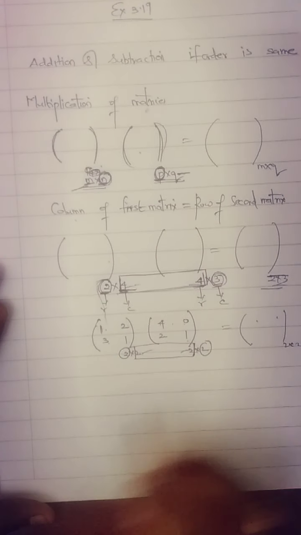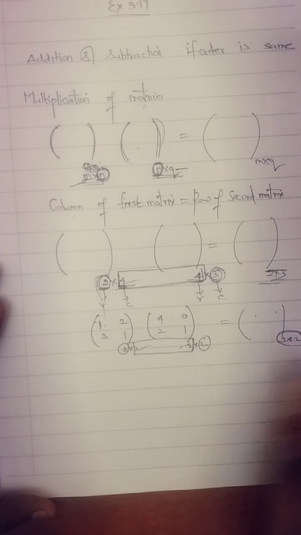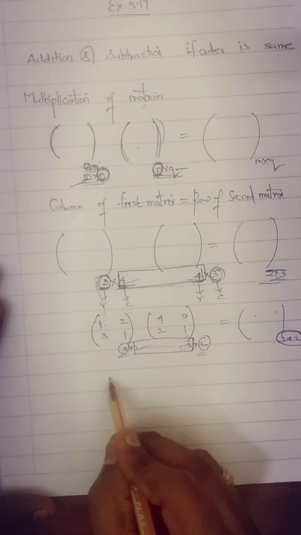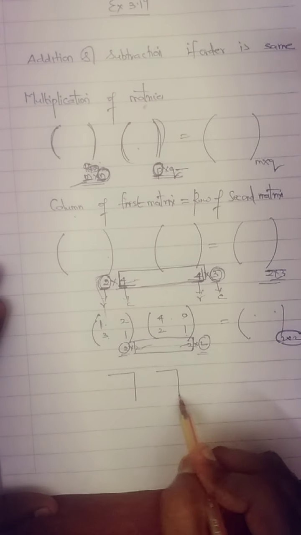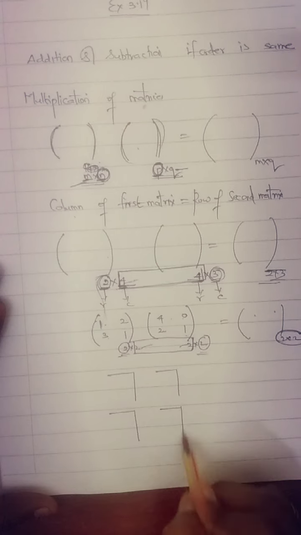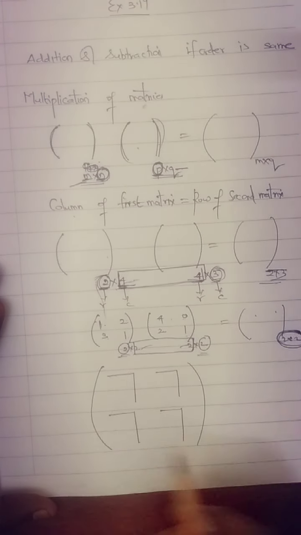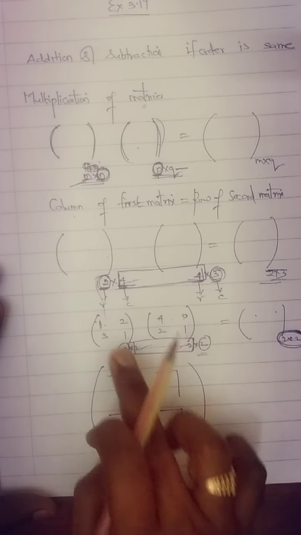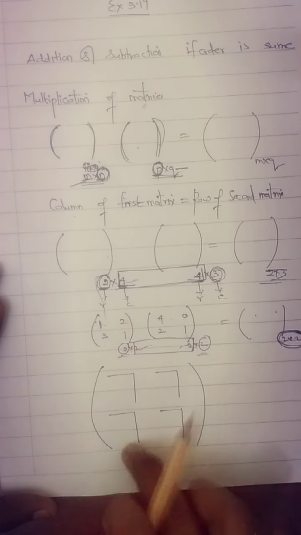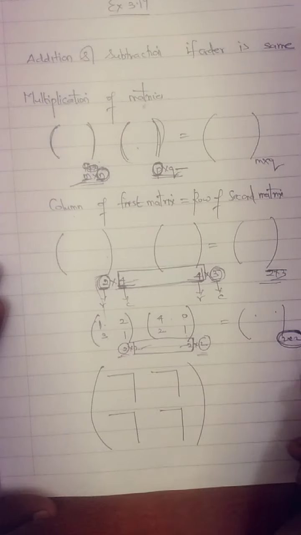For the multiplication matrix, the answer has 2 rows and 2 columns. So I am going to put a big bracket like a 7 symbol. How many rows? 2 rows. How many columns? 2 columns. So I need to put a somewhat bigger bracket.